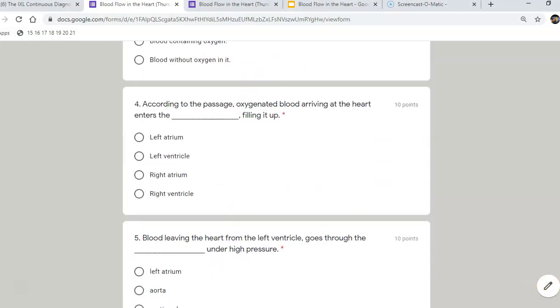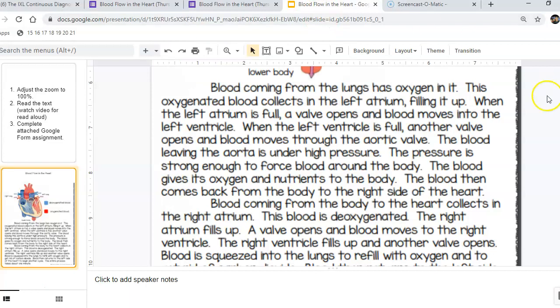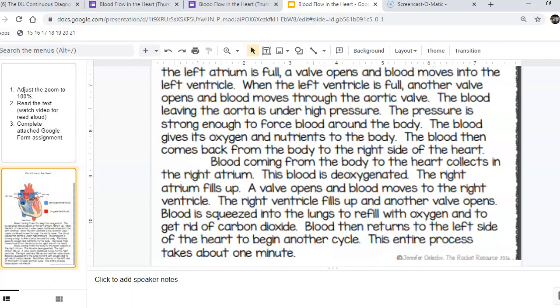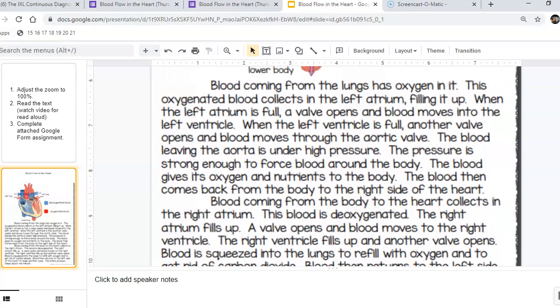Number four. According to the passage, oxygenated blood arriving at the heart enters the blank, filling it up. Well, we know if it's oxygenated, it's coming from the lungs back into the heart to be pumped to the rest of the body. Where does this blood arrive in the heart? The left atrium, left ventricle, right atrium, right ventricle. And if you don't have those straight in your mind yet, well, guess what? The text tells us. So, blood coming from the lungs has oxygen in it. So that's oxygenated blood. This oxygenated blood collects in the, well, there it is. There's our answer.